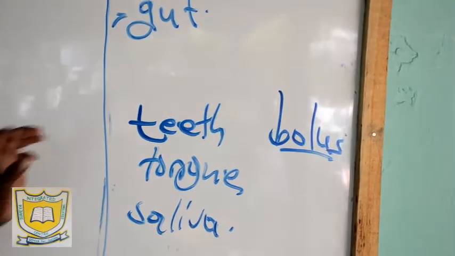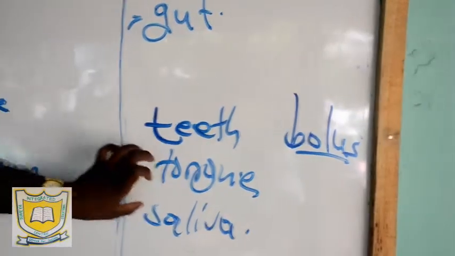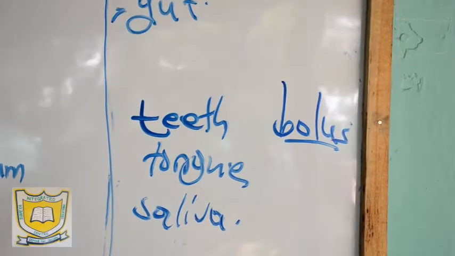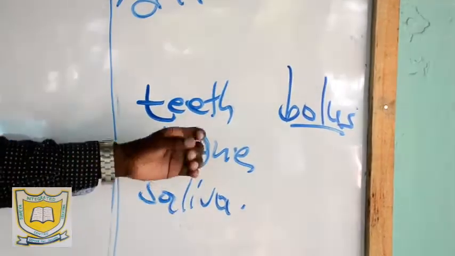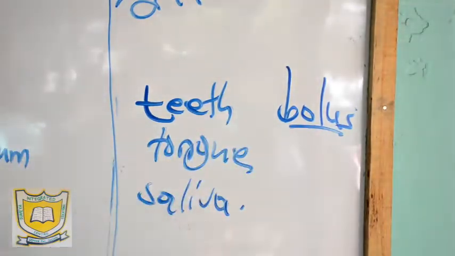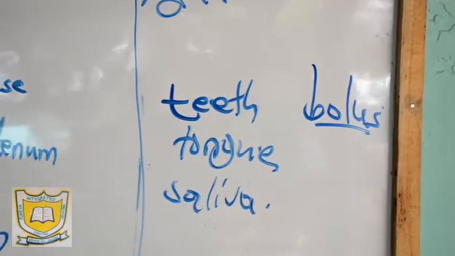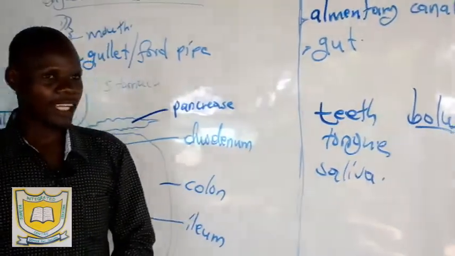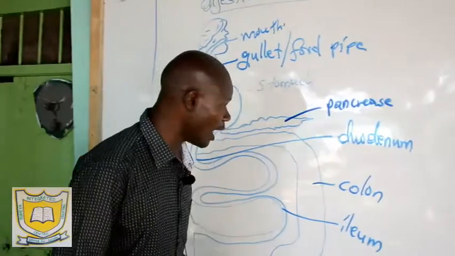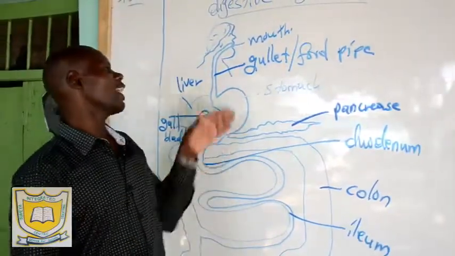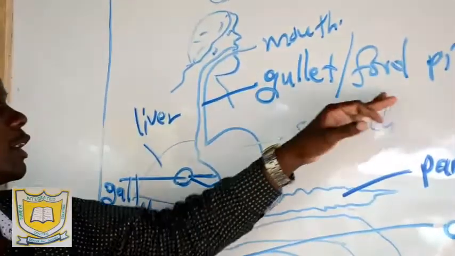As you chew the food, the tongue is the one that rolls that food during the chewing process, making those small particles known as boluses, and the saliva is used to moisten that food. It cannot be dry because there is saliva in the mouth. Now from the mouth, the food is swallowed down into the stomach through the gullet or the food pipe.